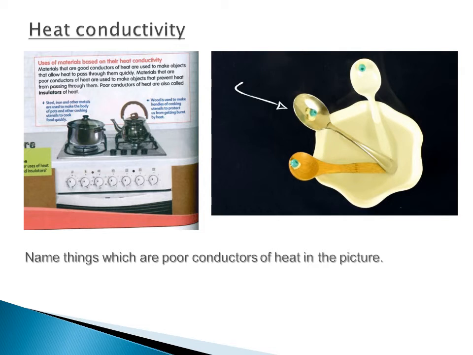The next property of materials is heat conductivity. That means how much heat does this material allow to pass through it? Some materials are very good conductors of heat. Say for example, just look in the picture and look at the cooking pot, which is made of steel, a metal. Now we all know that cooking utensils are usually made up of metals. Why? Because metals allow heat to pass through them quickly and they help in heating up the things faster.